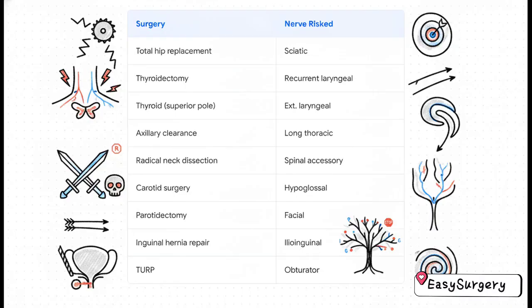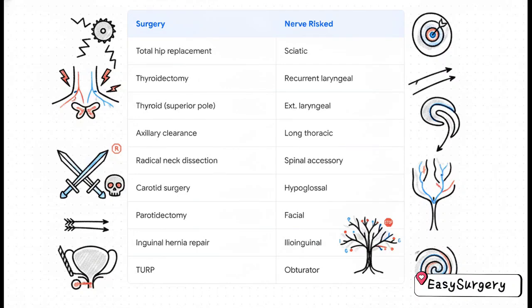For lymph node clearances in the axilla, you've got to watch out for the long thoracic and thoracodorsal nerves. Moving to the head and neck, radical neck dissections threaten the spinal accessory. Carotid surgeries put the hypoglossal right in the crosshairs, and parotidectomies famously risk the facial nerve. Finally, in general and urologic surgery, inguinal hernia repairs can catch the ilioinguinal or the genital branch of the genitofemoral nerve. And a TURP procedure?